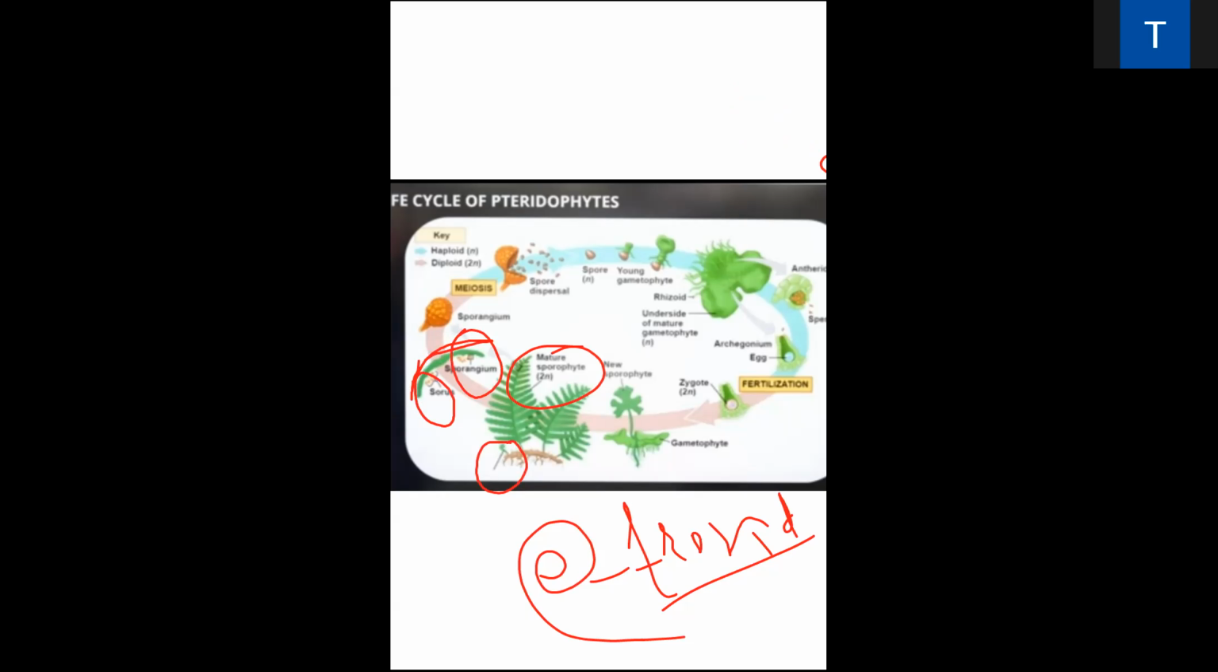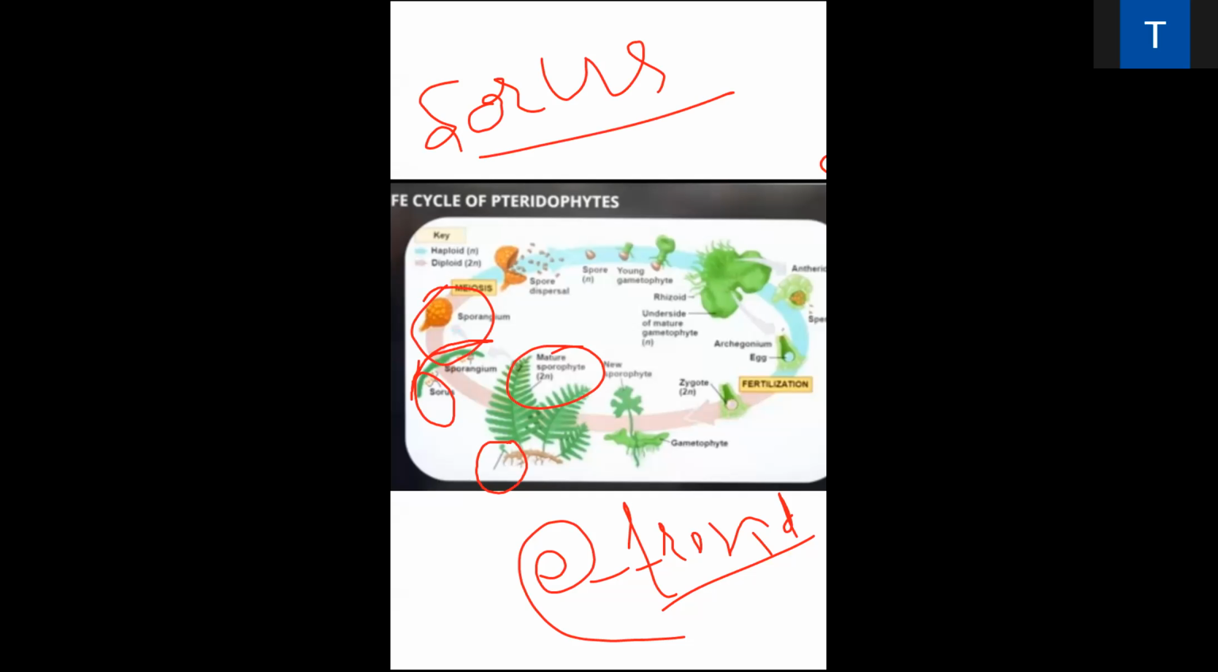Spores are attached. A group of spores is called a sorus. That is known as the sorus. When spores are present in a group, that is known as the sorus.